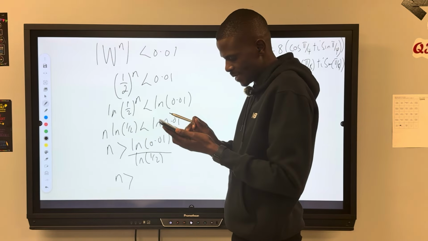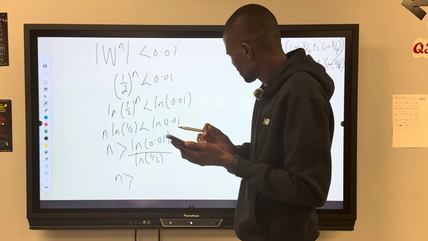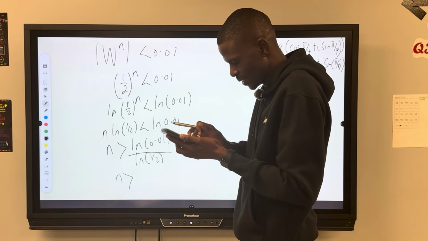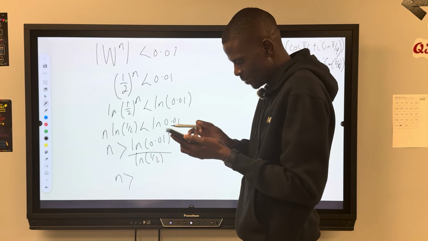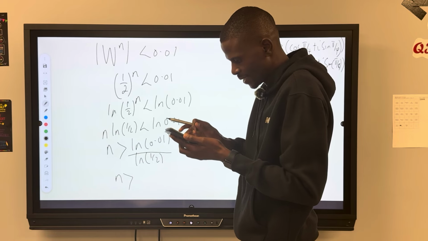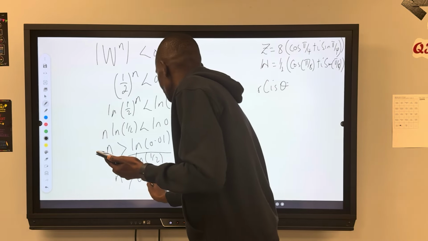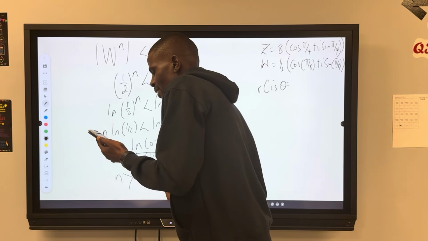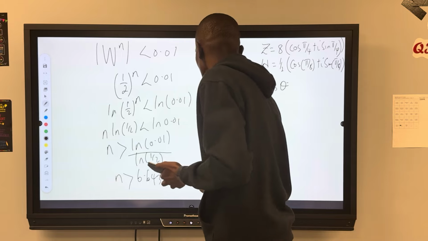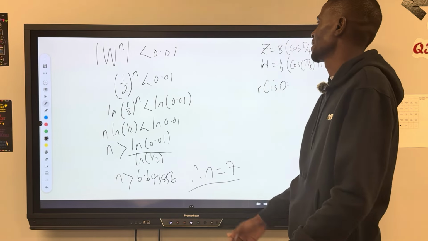So natural logarithm of 0.01 divided by natural logarithm of 1/2, I'm getting 6.643856. So therefore, the smallest number n will be 7.